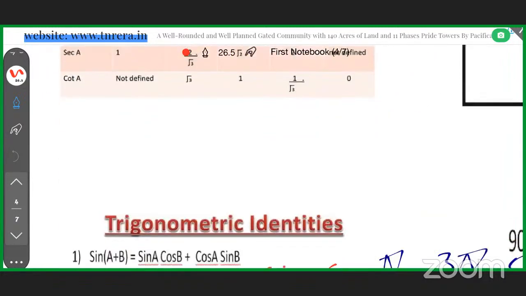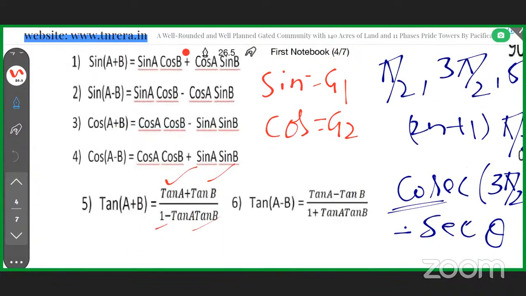Listen, just go through this sin of A plus B. If you want, you can jot it down in the book, or you can take a screenshot. With this, we'll solve some problems today. The other formulas we'll learn tomorrow. Can I take note of these formulas, dear students? Based on these formulas and other concepts, we'll solve some problems today.